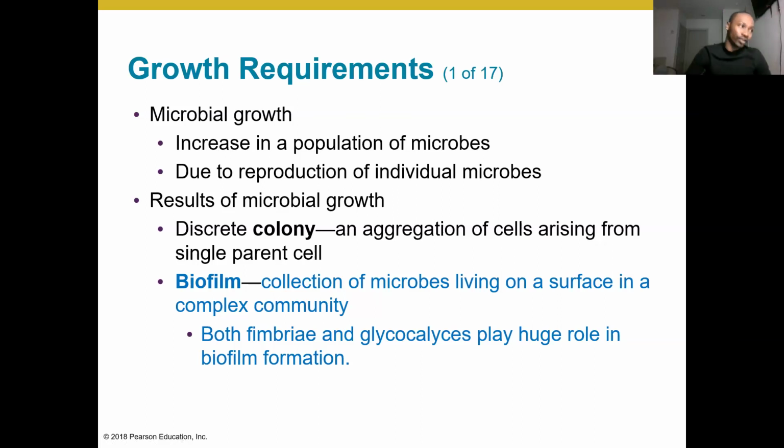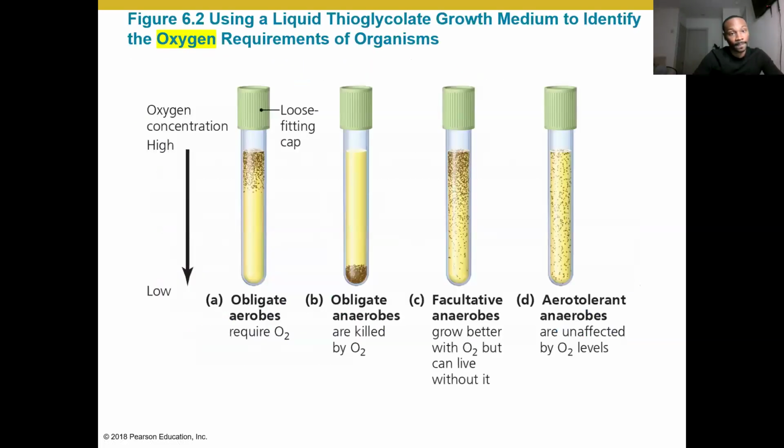But remember biofilms. Biofilms are important because this is a complex collection of microbes living on a surface, in a community. And again, it's fimbriae and glycocalyxes that play a huge role in biofilm formation. Remember, a biofilm is a collection of microbes living on a surface in a complex community, and the glycocalyx and fimbriae, these outside structures, play a huge role in biofilm formation.